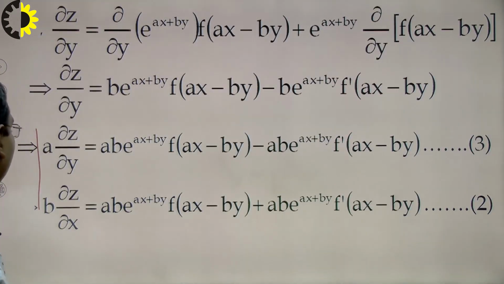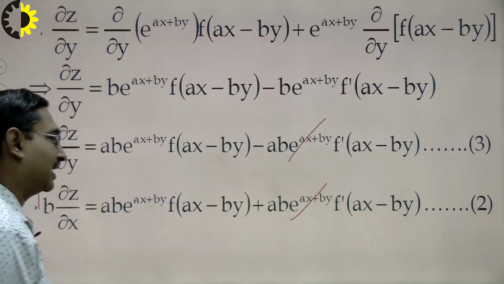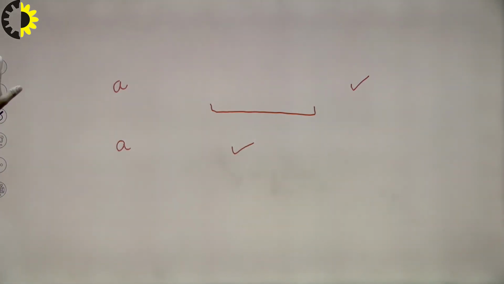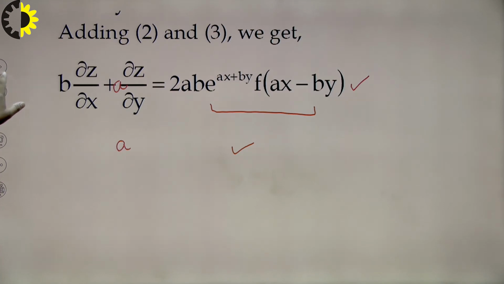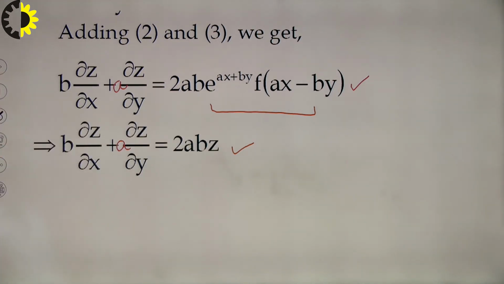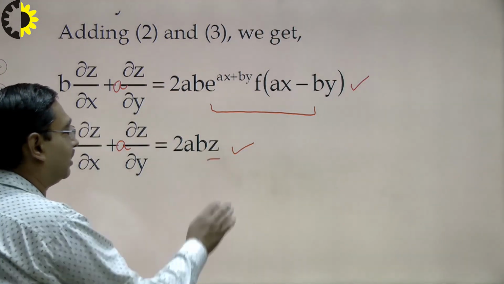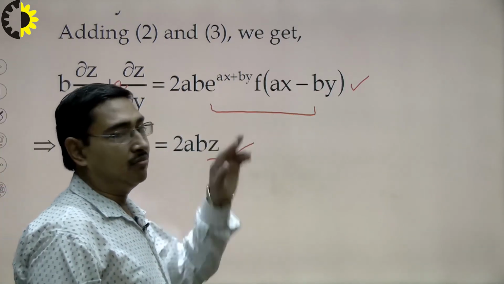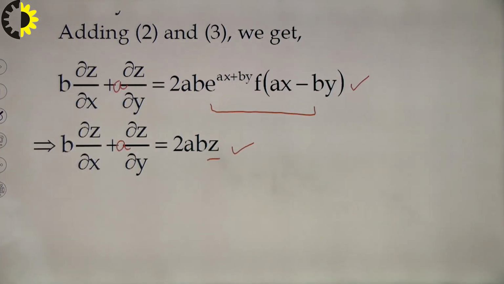Adding these two equations, we shall obtain the left hand side. After addition, these two terms were cancelled out, and adding, I obtained the value of b del z over del x plus a del z upon del y as twice abz, because this term was z, which is our required result.